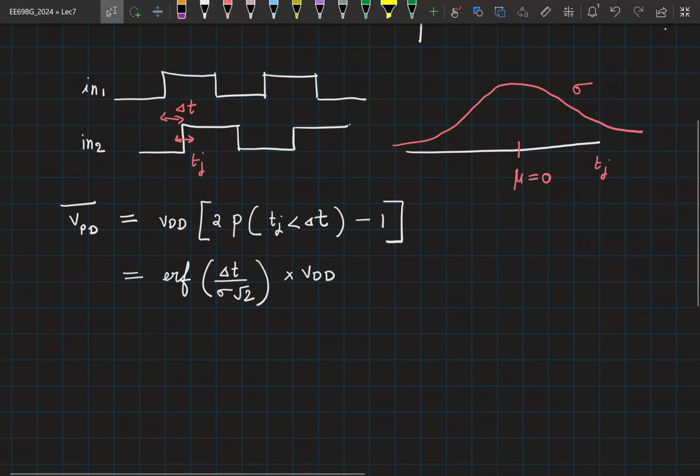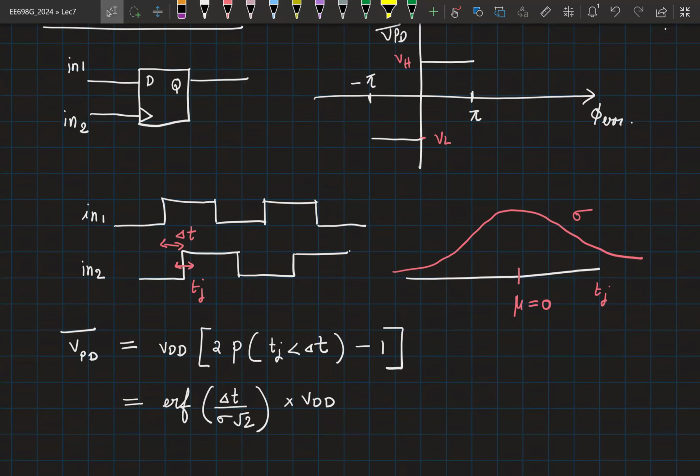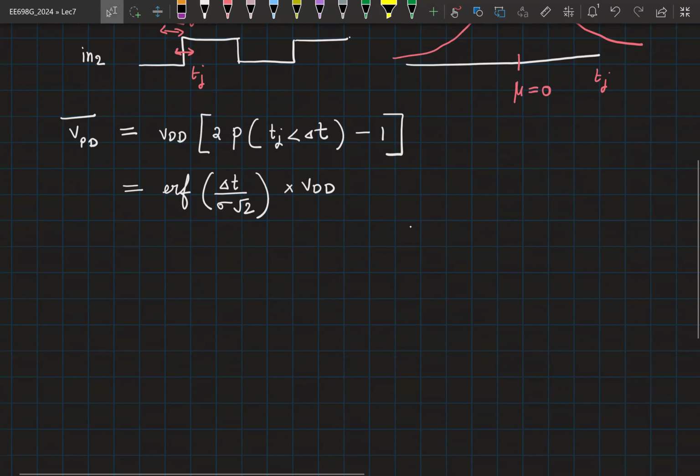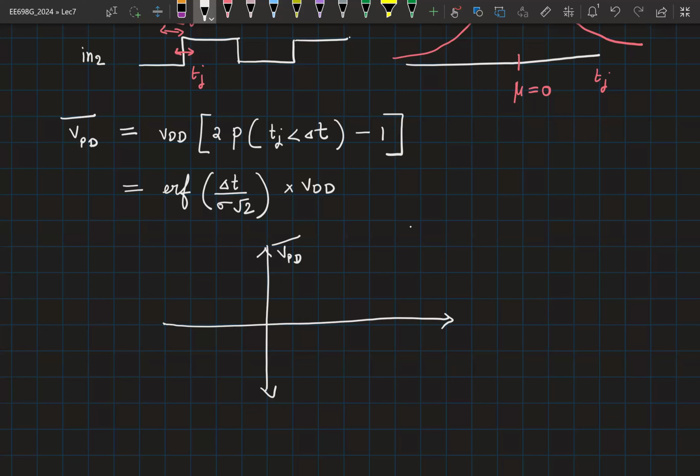So I'm again going to plot the VPD average versus phi error. But now since we are working with delta t, instead of phi error, I'll mention delta t on the x-axis. So this is VPD average versus delta t. You can easily convert between delta t and the phase error. So we would expect the value to be closer to VDD and closer to minus VDD when you are slightly away from the zero point, right?